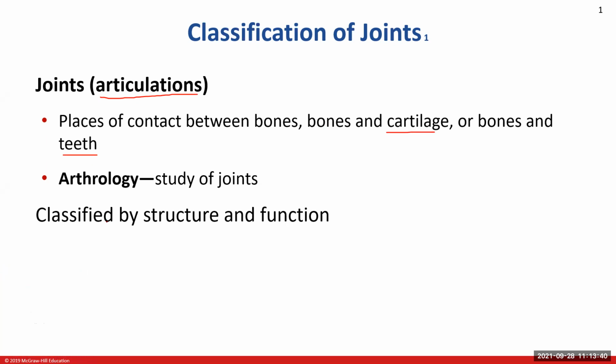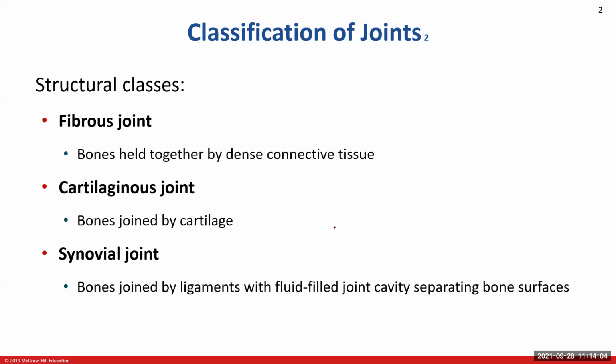Now, the important thing is when we're going to classify our joints, we're going to classify joints based on their structure and function. Another way that I could say that is we're going to classify joints based on their anatomy, which is structure, and then their physiology, which is function. Okay, so let's start off by talking about the structural classes. And there's 3 types, right?